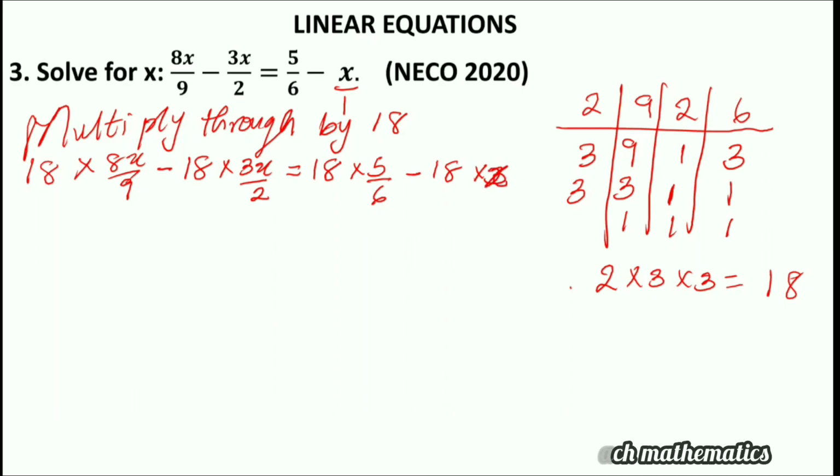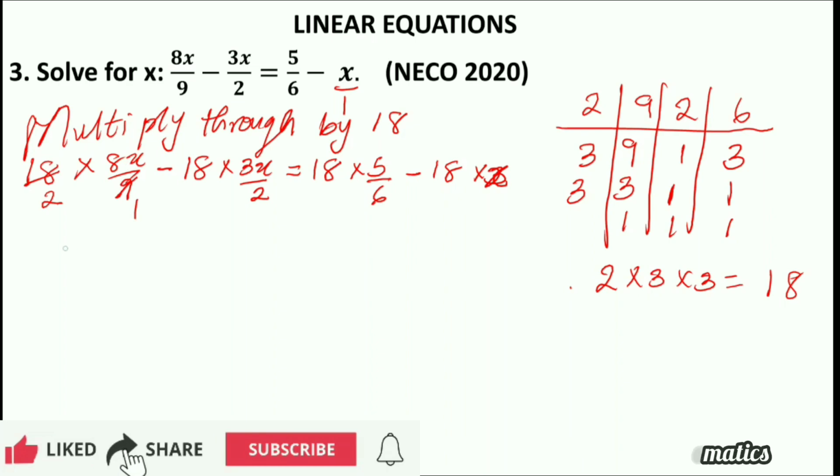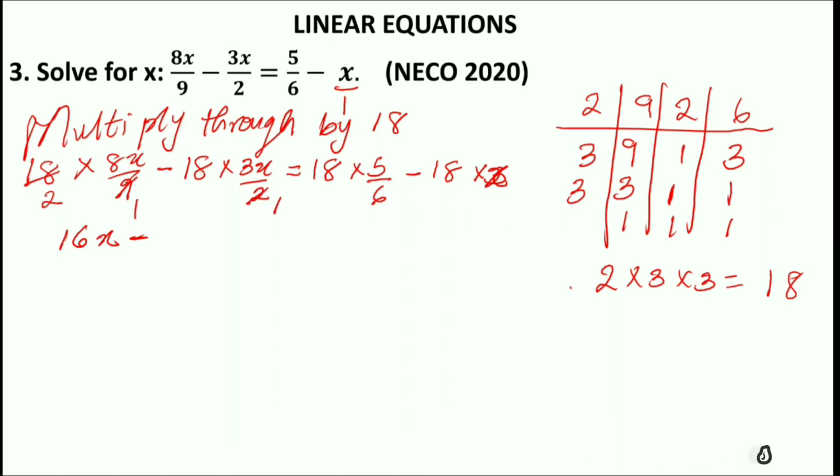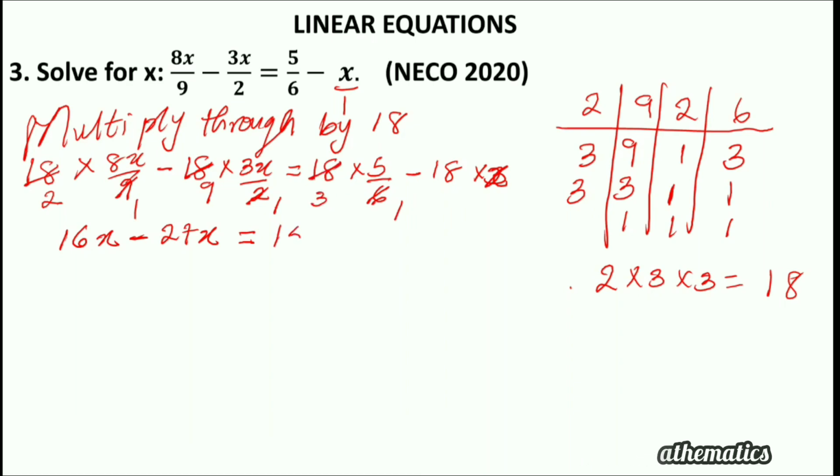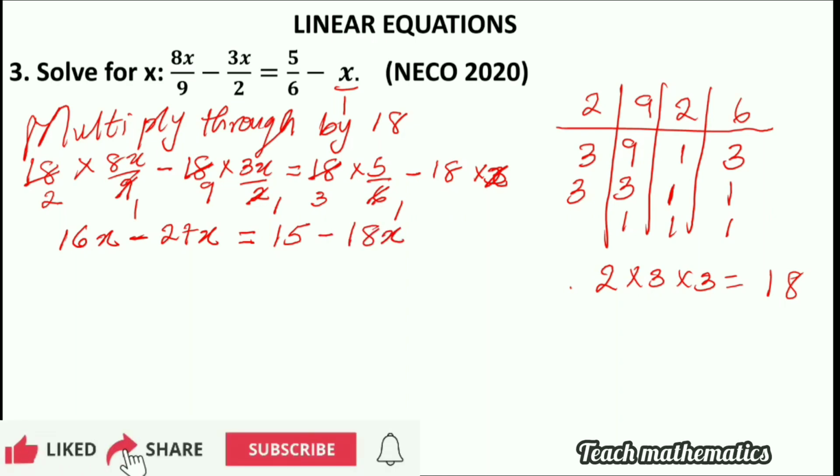And so looking at this, 9 in 18 is 2. So what you have left is 2 times 8x. That is 16x, minus 2 in 18, 9. 9 times 3x, that is 27x equals to 6 in 18 is 3. 3 times 5, 15. And so here we have minus 18 times x. That is minus 18x. This is now similar to the very first question.